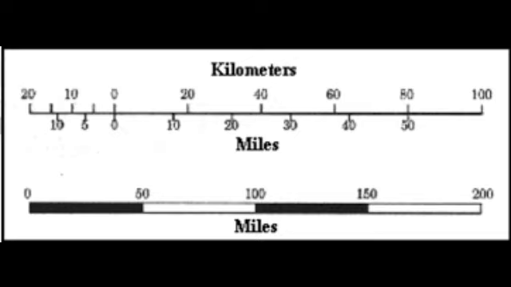Now, first is verbal scale or statement scale. It is written in words. For example, 1 centimeter on map represents 50 kilometers on the ground. That means, suppose 1 centimeter on the map equals 50 kilometers on the ground. 50 kilometers is a very vast distance and very easily you can represent it on the map by taking a small measurement.